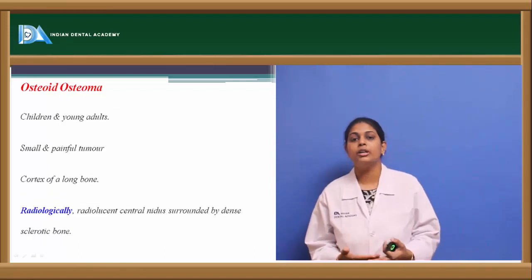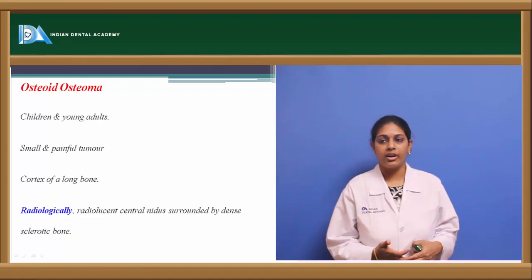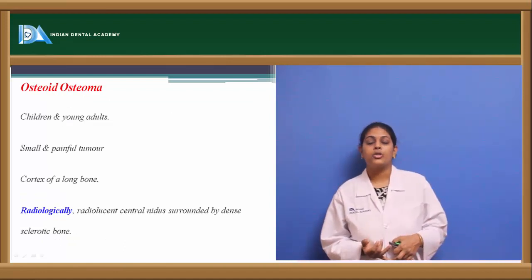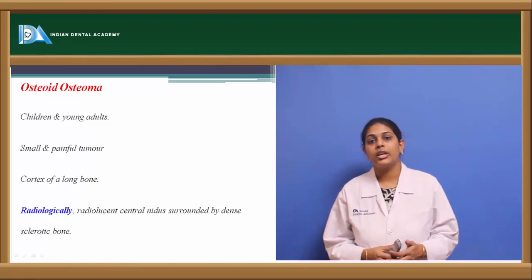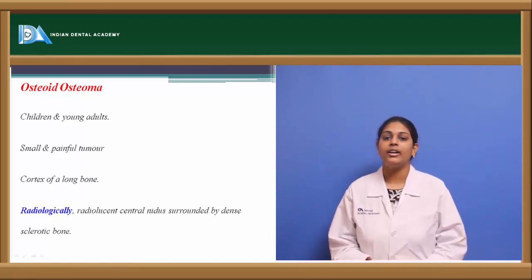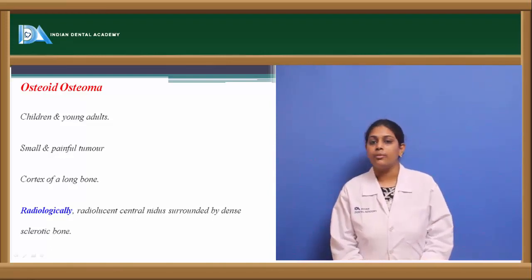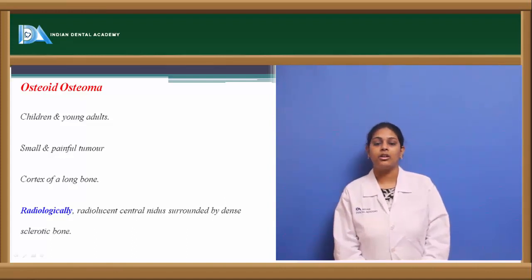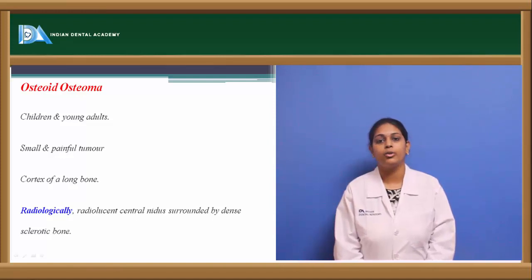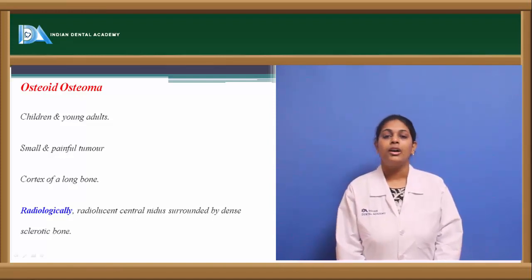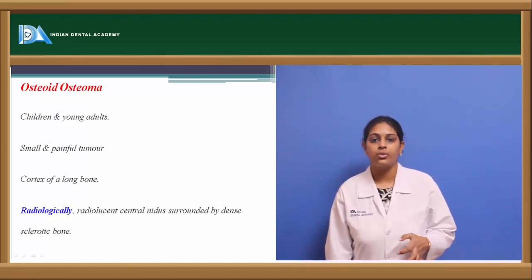Coming to the next tumor, osteoid osteoma. It is a benign tumor of the bone, most commonly seen in children and the young adult age group. Usually this tumor is very small, and the patient may remain asymptomatic and not complain of any pain. It is most commonly seen involving the long bones, where the cortex region is involved.